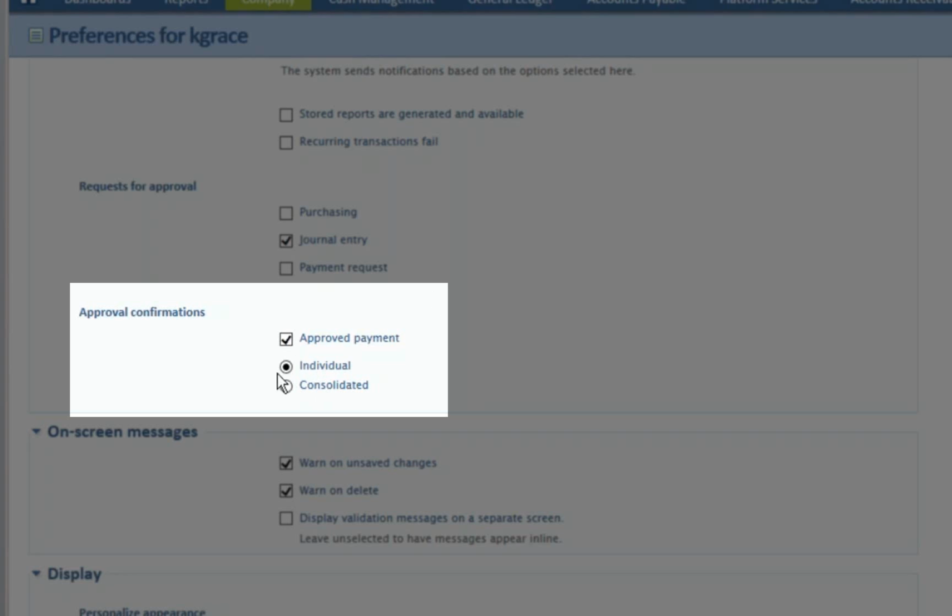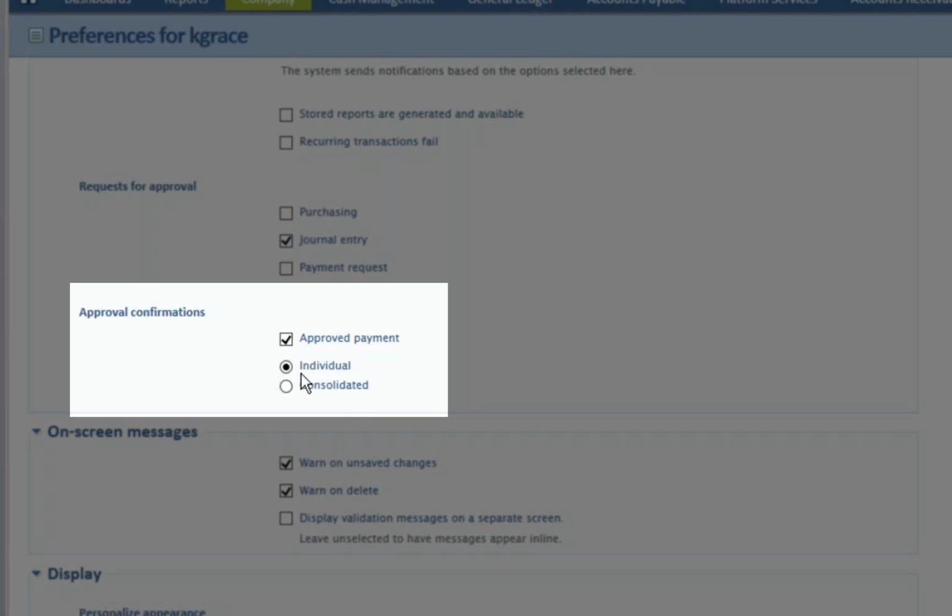All right, the other thing down here is a couple of radio buttons that allow us to define how many emails come out to Carla in this case when there are a series of transactions entered at the general ledger level.